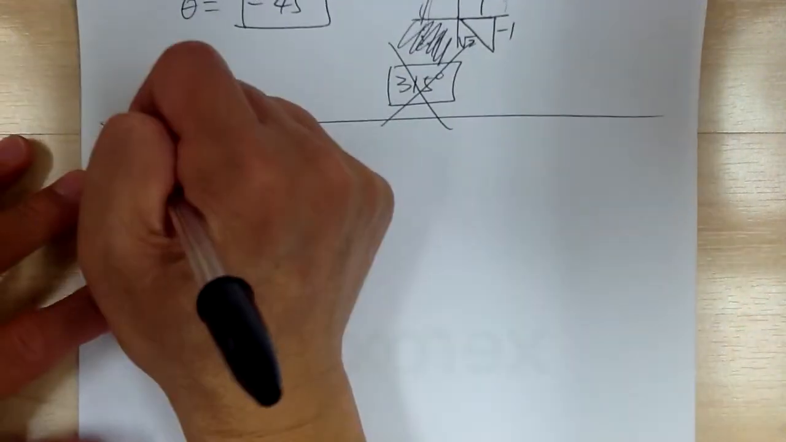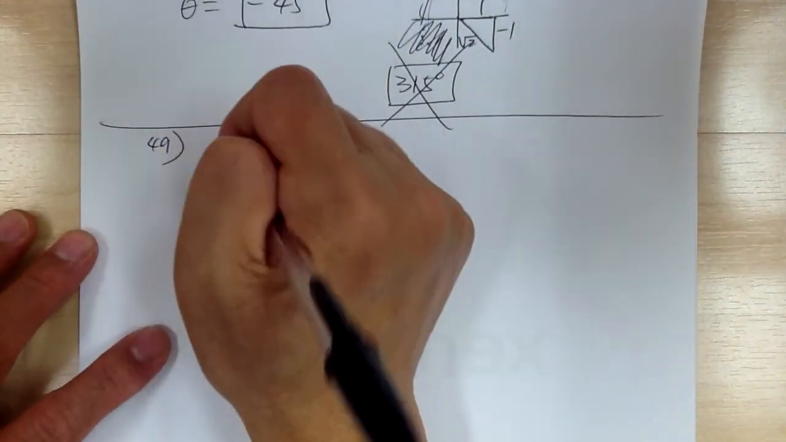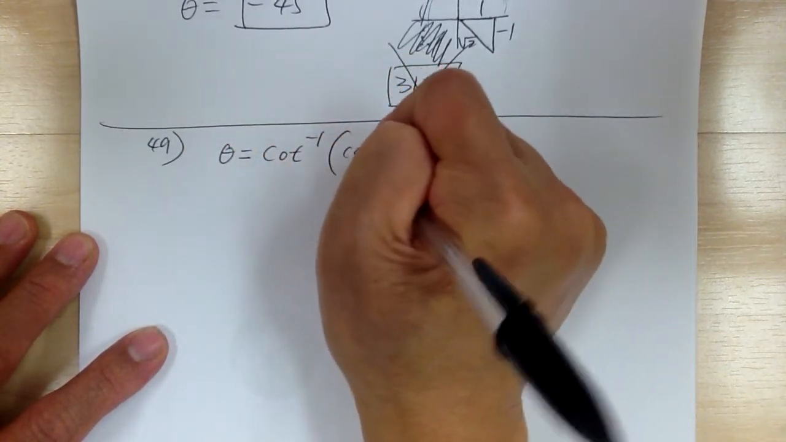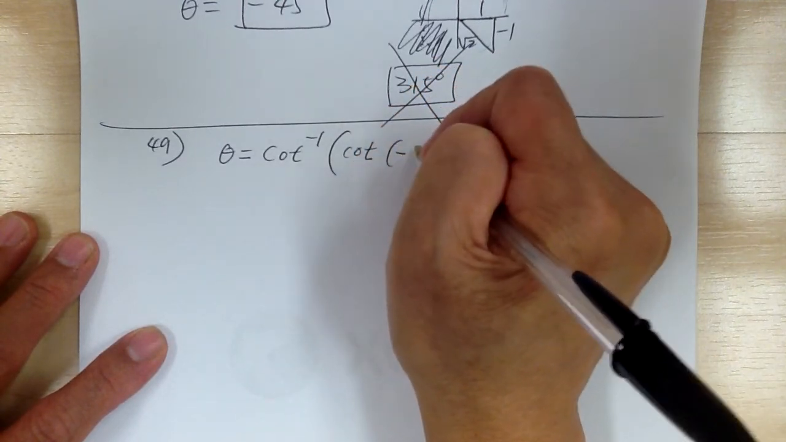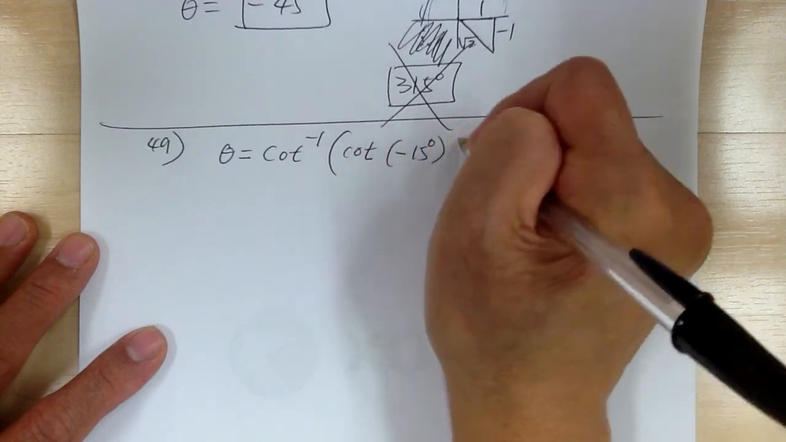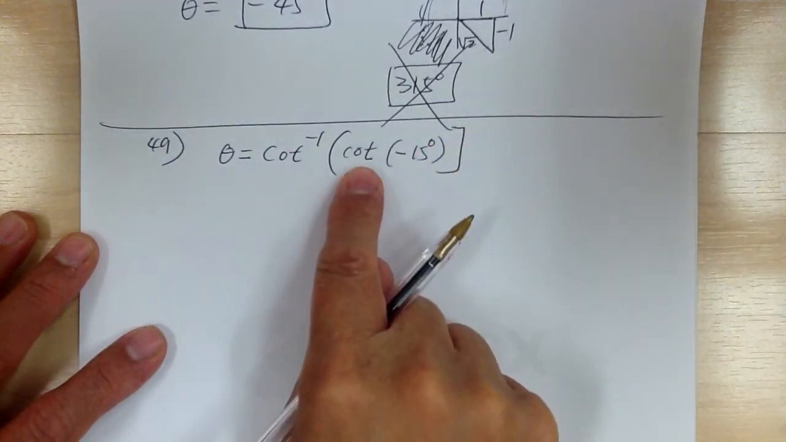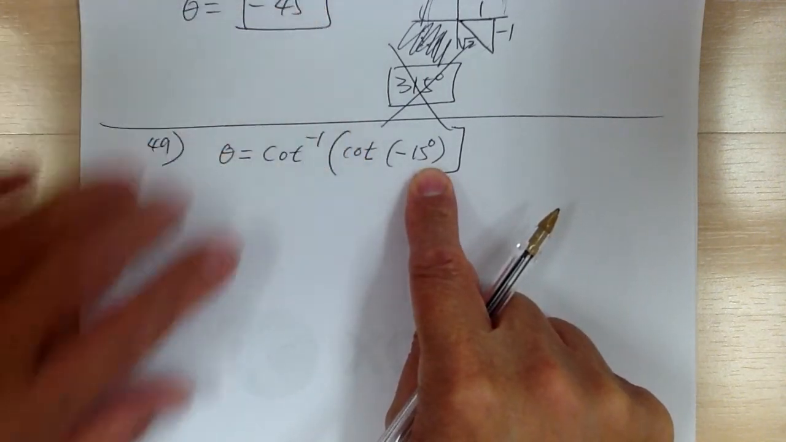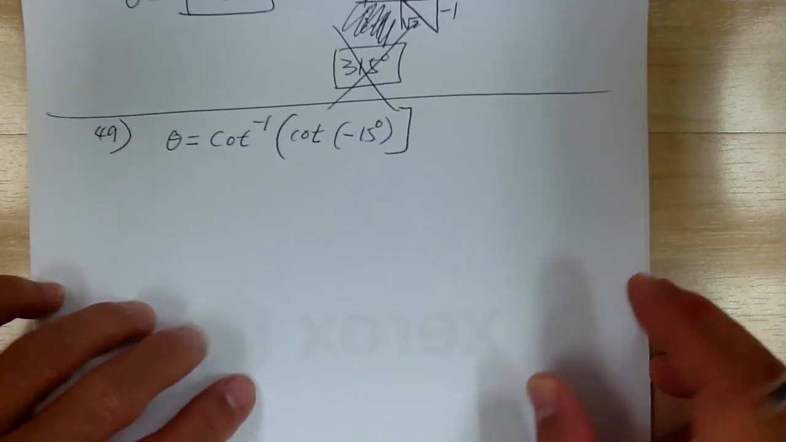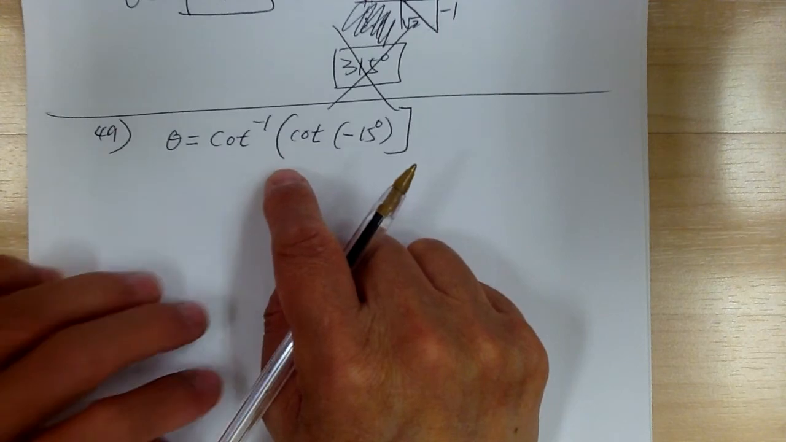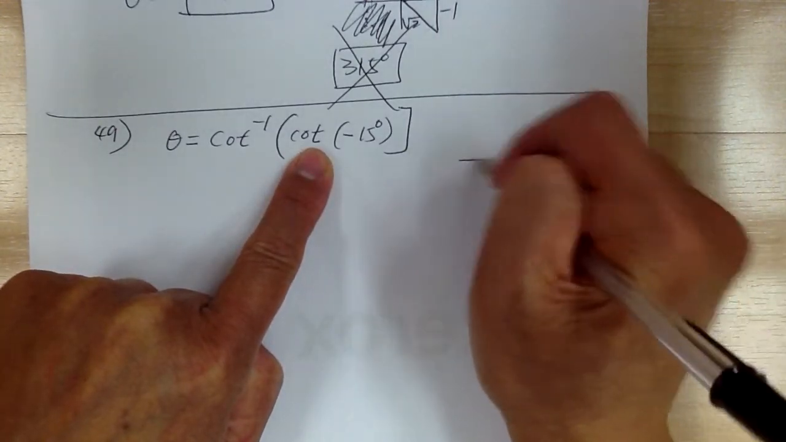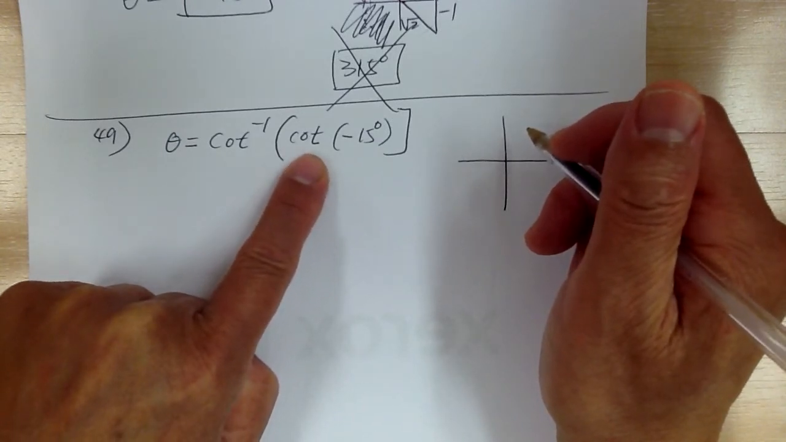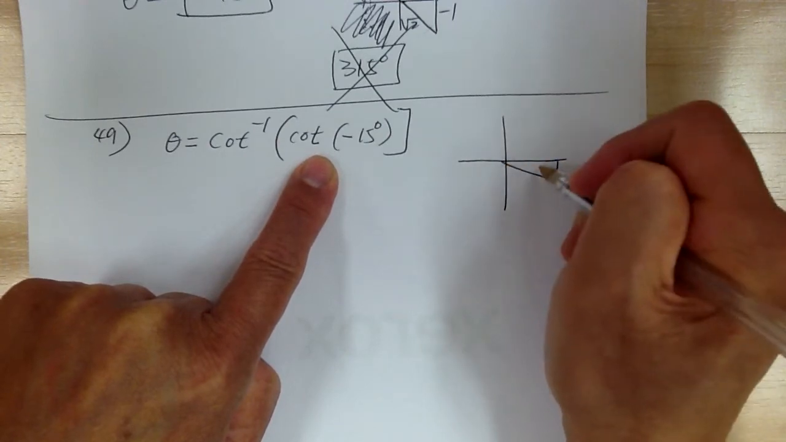Okay, let's go to 49. You got theta equal to inverse cotangent of negative 15 degrees. Now, since you have cotangent and inverse cotangent, it's very tempting to just go and cancel out and say the answer will be negative 15. But you got to watch for the boundary. You got to watch the restrictions. Okay. So over here, cotangent of negative 15 is right over here. So that's your negative 15.